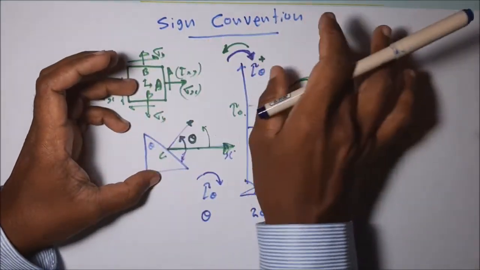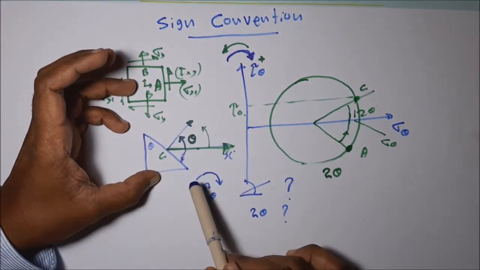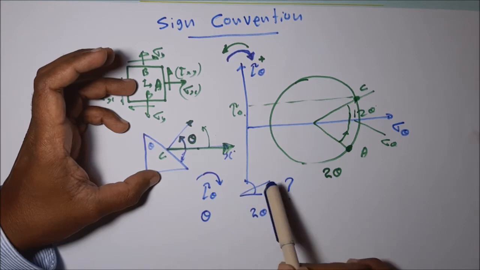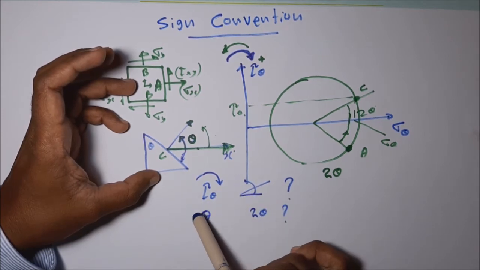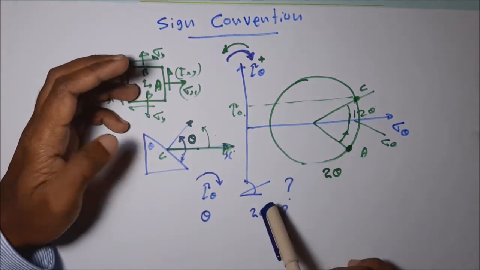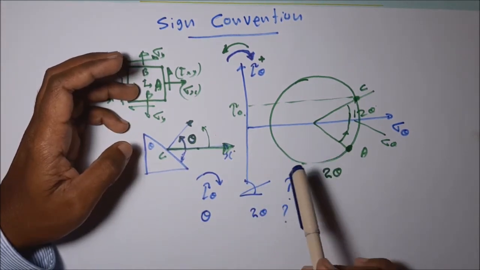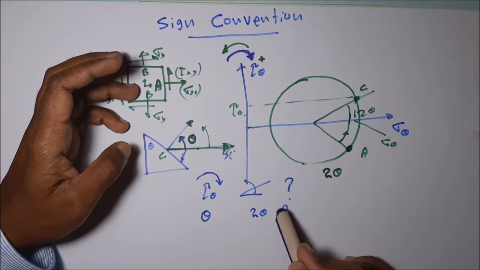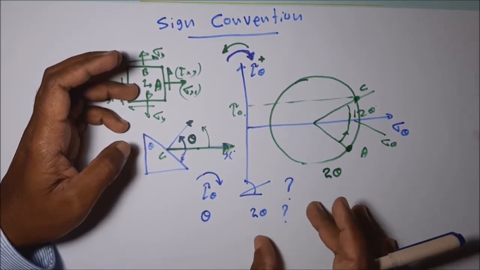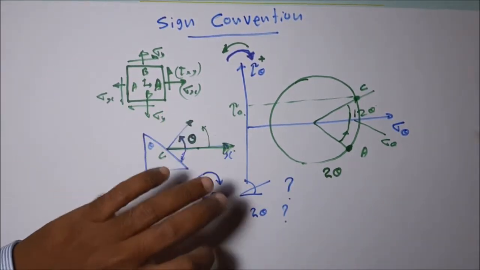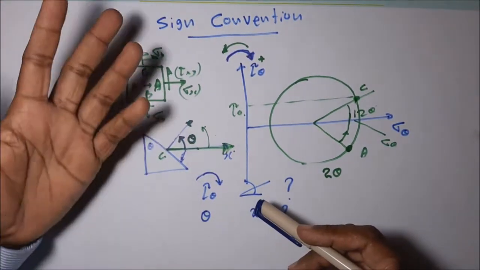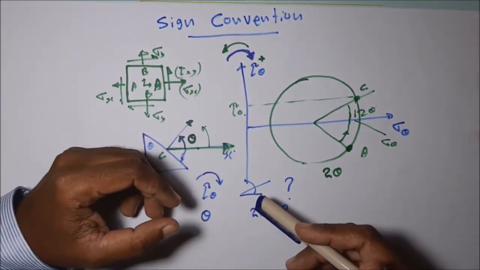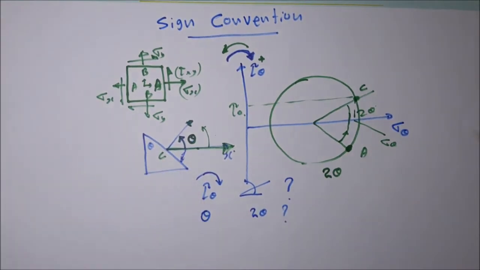So this is the sign convention. If we take clockwise shearing as positive, we have to measure the angle anti-clockwise. Then if we take a theta angle in a planar diagram, we have to represent it as a 2 theta angle on a Mohr circle diagram. Why? Next I am going to explain why this happens. We are going to obtain this sign convention mathematically. Let's see.